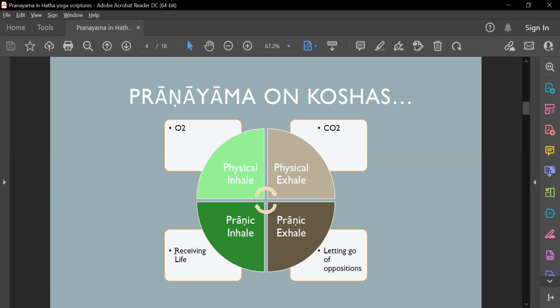nothing but the life that is being in the transactional state. So we are essentially receiving life and we are giving life. We are letting go of the opposition. So we are very similar to oxygen that we are inhaling, where you imagine this as receiving the life itself. And as we are exhaling carbon dioxide, it's very similar to letting go of life, letting go of opposition.